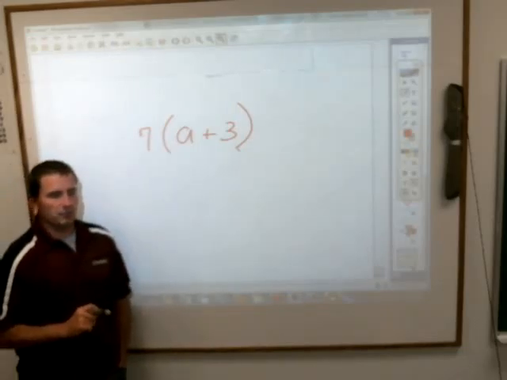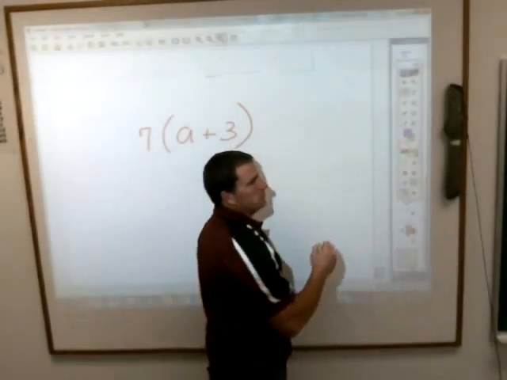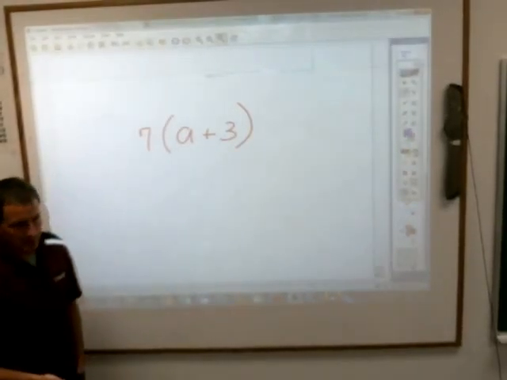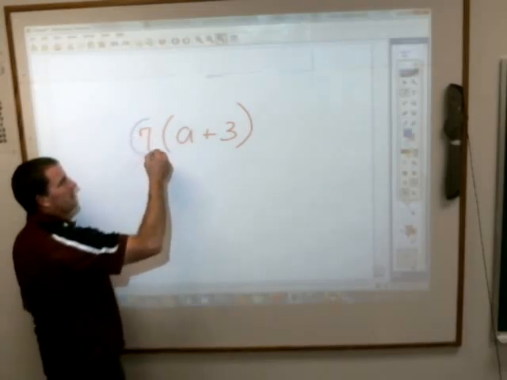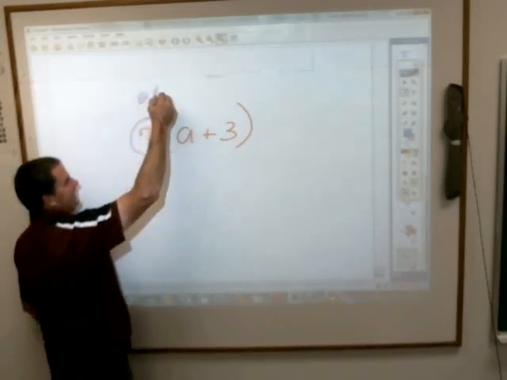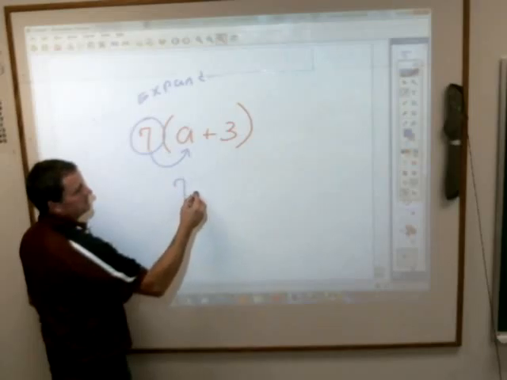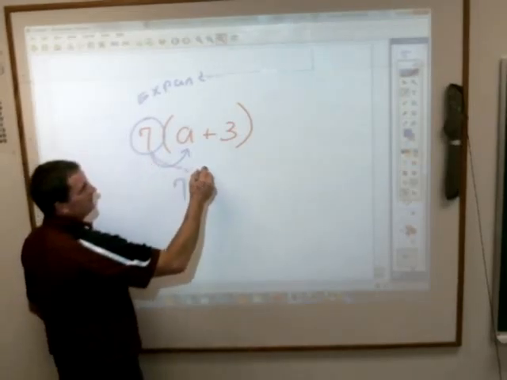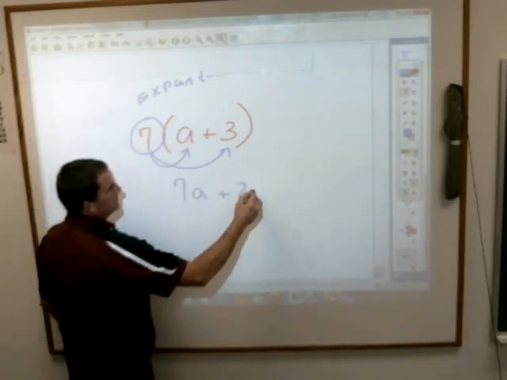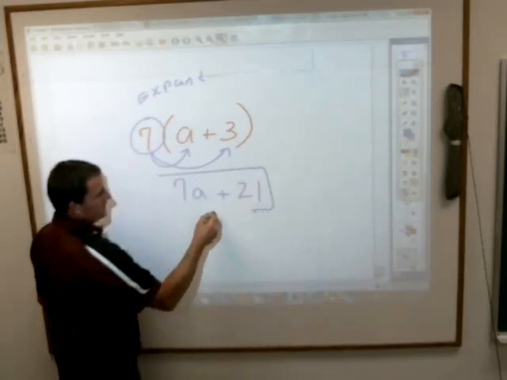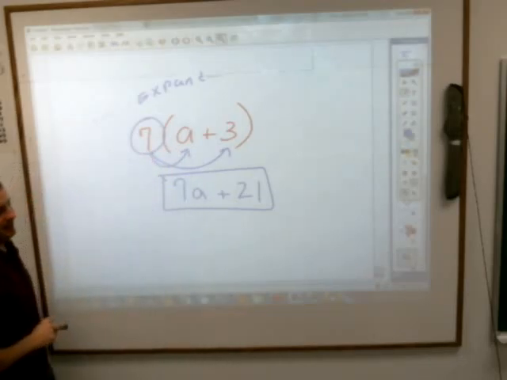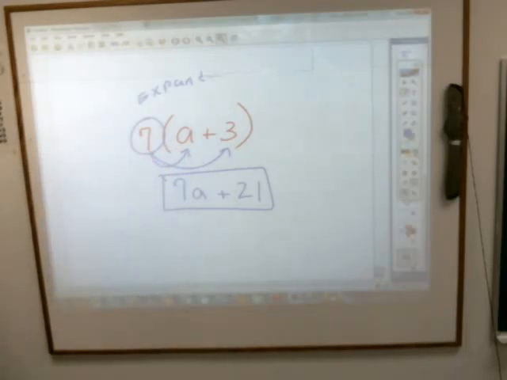Okay? But even though I can't put them together, I can still use the distributive property and get rid of the parentheses. And how does the distributive property work? By the way, again, it's called expanding. I take the 7 times the A, and I get 7 A's. And I take the 7 times the 3, and I get 21. This is my answer when it says to expand that. And I expand using the distributive property. I've gotten rid of the parentheses, and everybody's happy. Okay? Couple other examples of that.